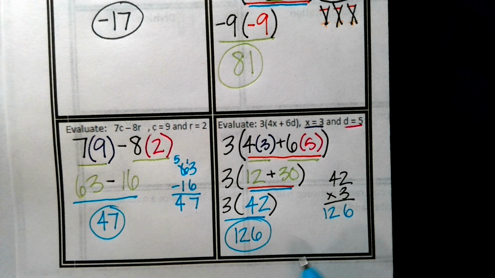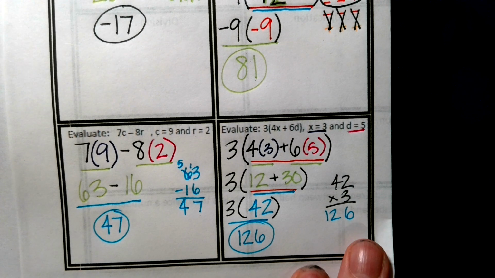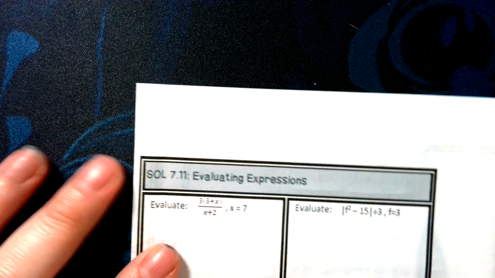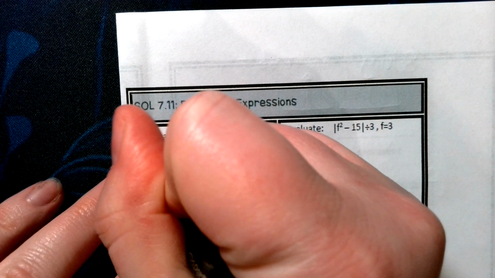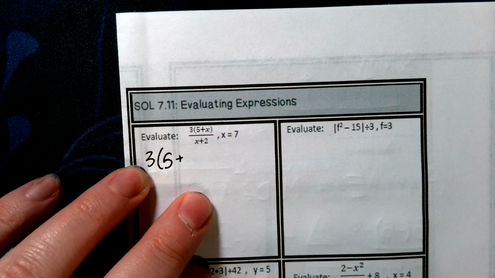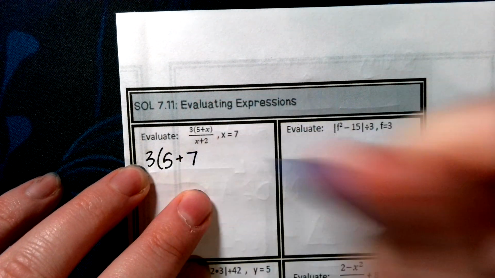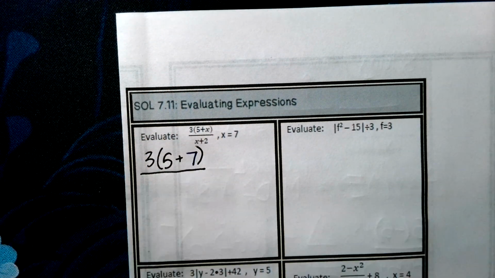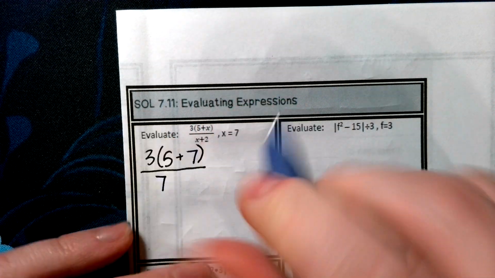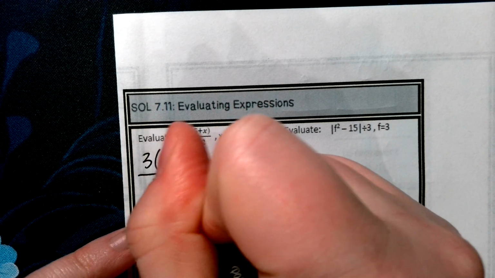On this first one by yourself, you should get 126. Before I give you the answer on this next one, I want to make sure again, just like before, you have everything plugged in correctly. So we should have 3 times 5 plus our X is 7. And then on the denominator, we also have X plus 2. So down here we have 7 plus 2.